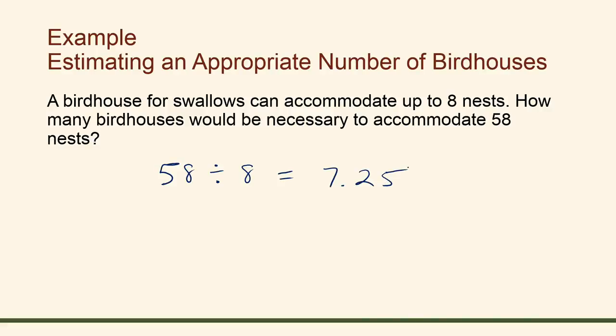Meaning if we have 58 nests and one birdhouse accommodates 8 nests, then 58 divided by 8 is telling us we need exactly 7.25 birdhouses. But my problem is we cannot buy a fractional part of a birdhouse. So here's where we have to decide to either round up or round down. If we round downward to 7 birdhouses, 7 times 8 is 56. That does not accommodate 58. So here's a case where we have to round up and say we need approximately 8 birdhouses. We round up and say 8 birdhouses is the number needed to accommodate 58 nests.